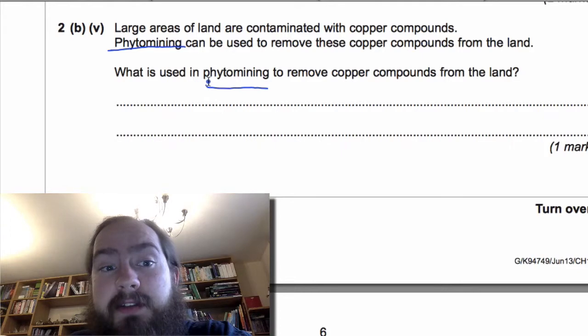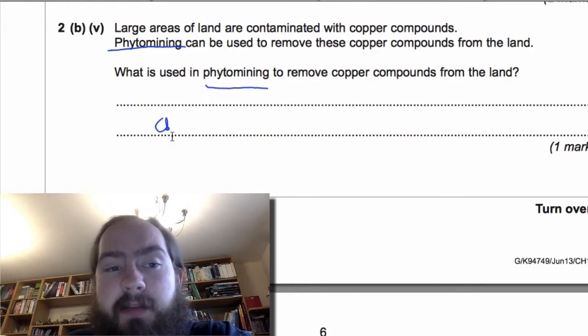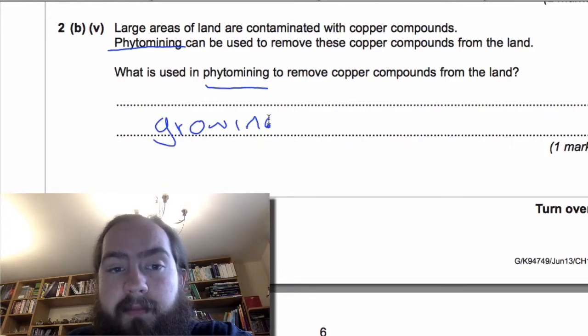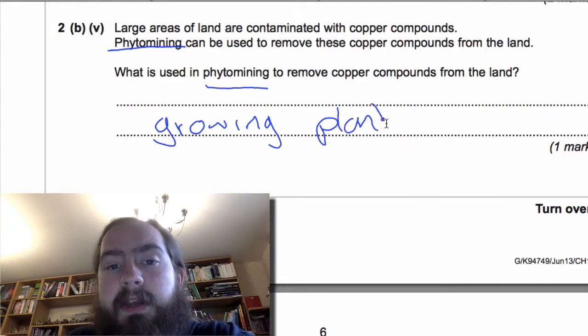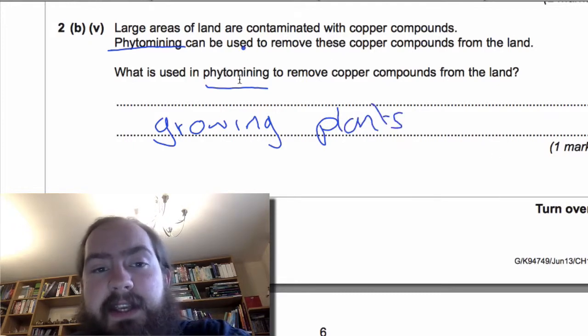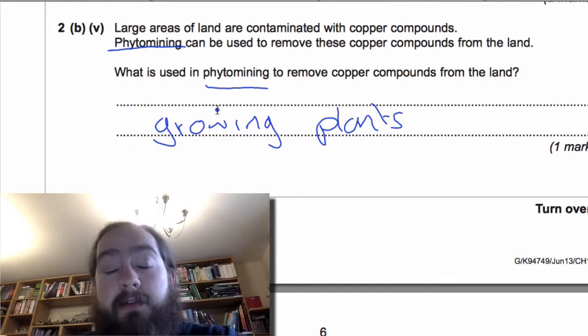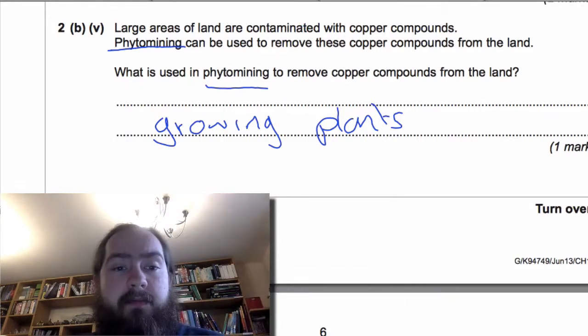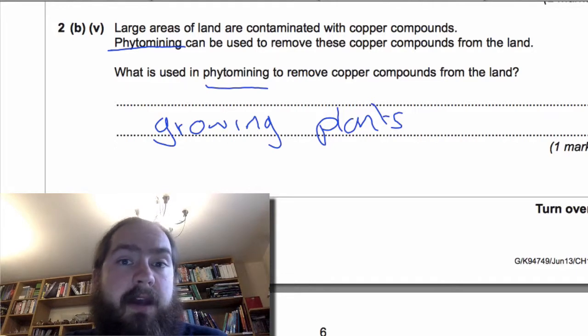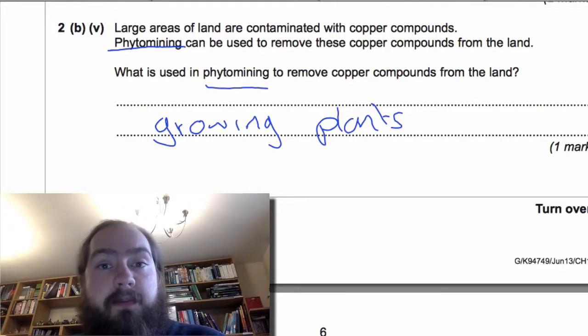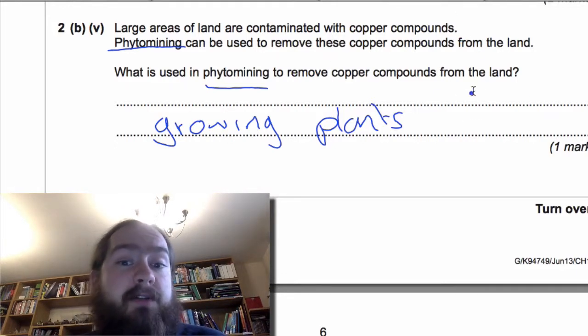By using phytomining, we're actually growing plants. And what happens is the plants themselves absorb the copper minerals from the ore, and we then take the plants, we burn them, and we extract the remaining copper from the ash, which is a much higher concentration than it would have been in the ore to begin with.